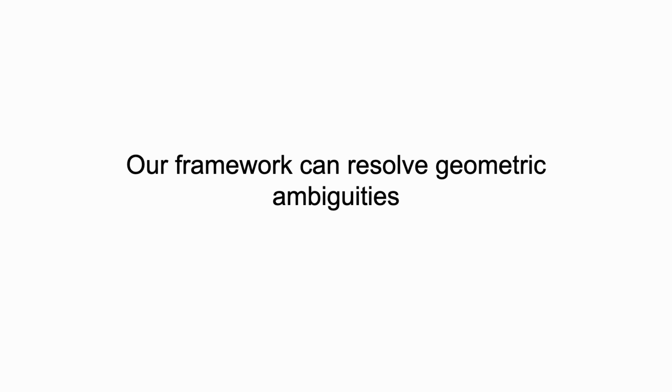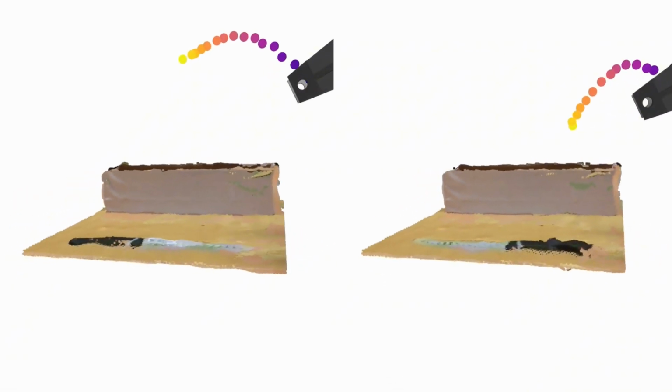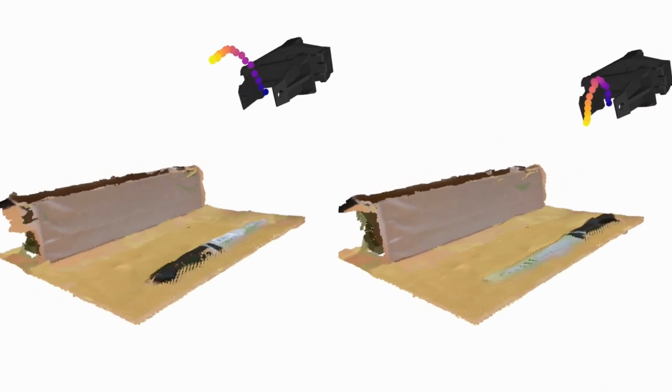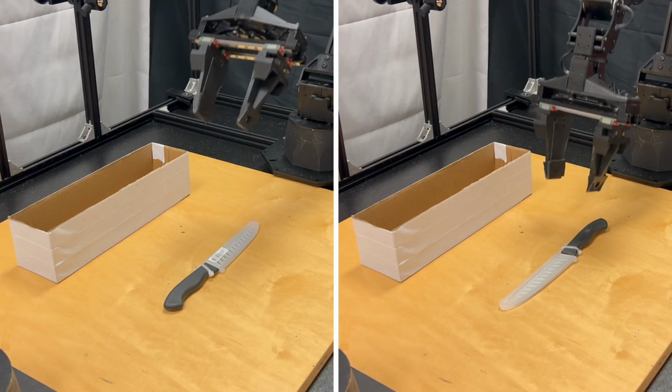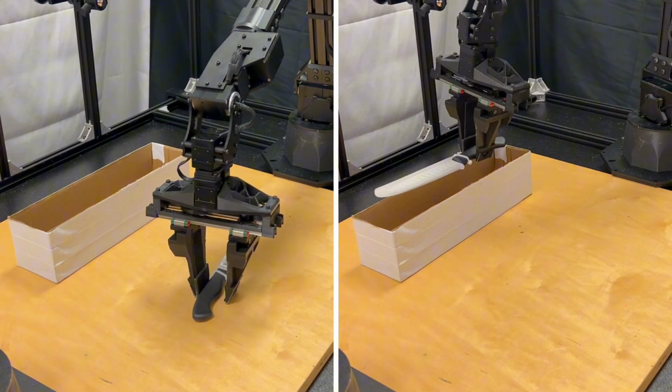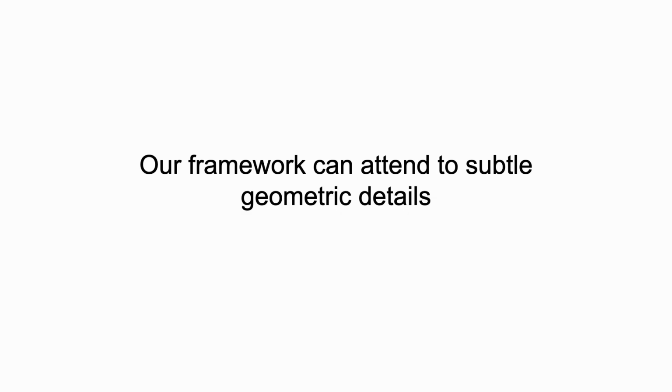For 2 knives with opposite directions, our framework can localize the knife handles using 3D semantic fields and predict different actions accordingly. This is very challenging to distinguish just from geometric information. Without semantic information, the robot might predict dangerous actions, such as grasping the blade. Our framework pays attention to the subtle geometric details.